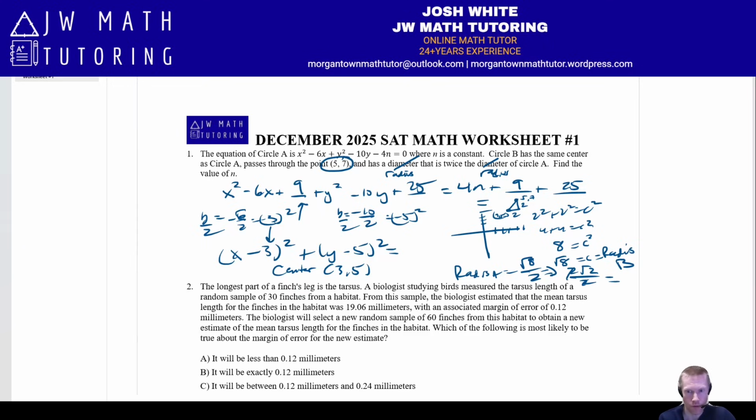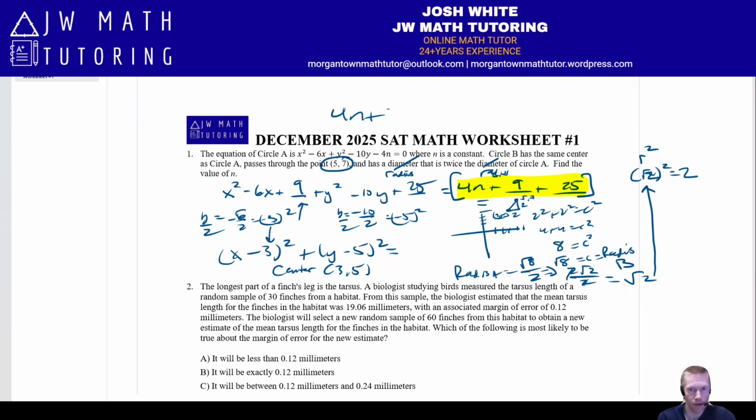Okay, so now that we have that, that just means that in the standard form equation, r squared, the radius squared, is root 2 squared, which is just going to equal 2. Thus, we now know that on the right side, this whole expression right here that I was doing for completing the square must equal 2.